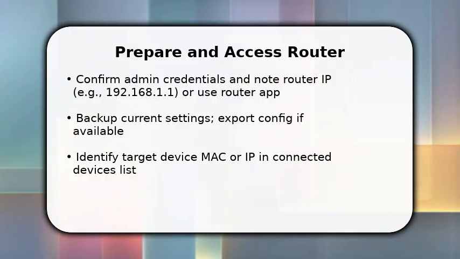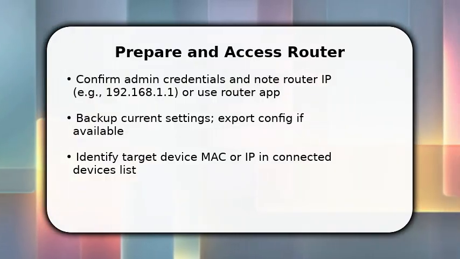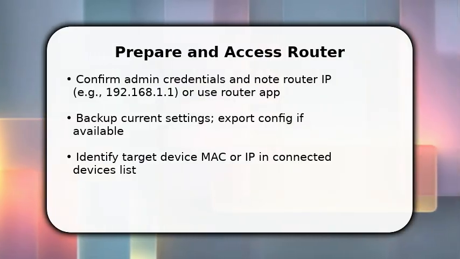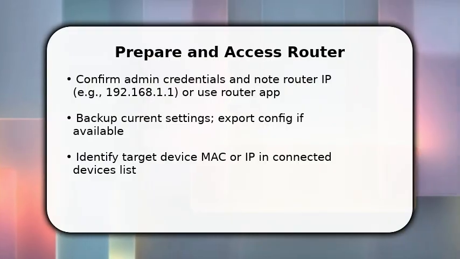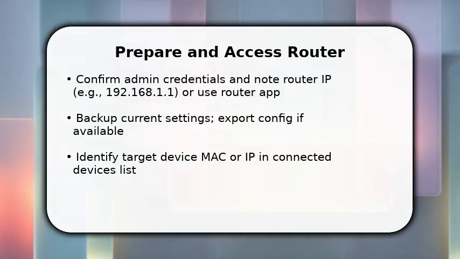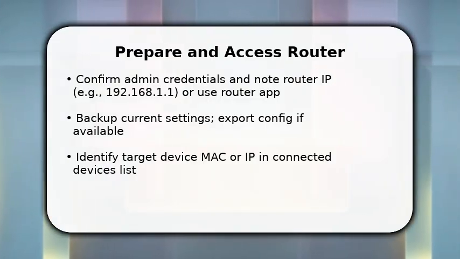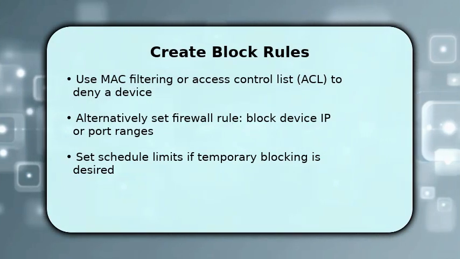Next, find the device you want to block by checking the connected devices list. Copy its MAC address or assigned IP. Doing this first saves time later and prevents accidental lockouts, so confirm the exact identifier before moving on to blocking actions. You now create the rule that stops the connection.